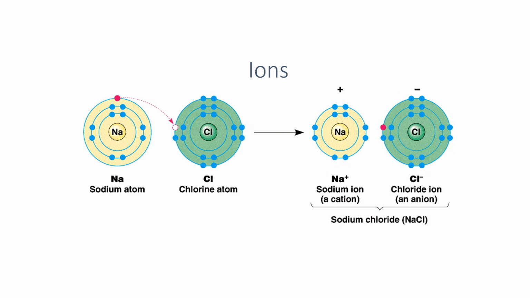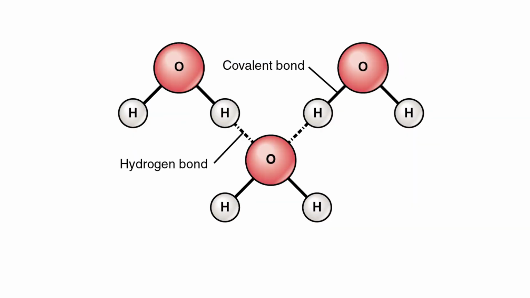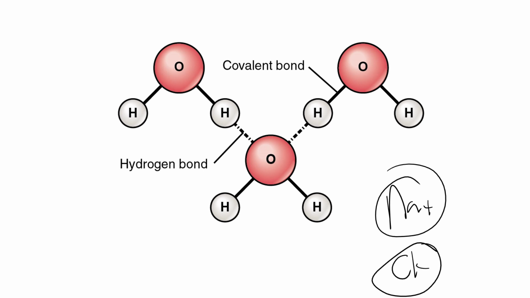So what do we say about ions? Ions are also hydrophilic, right? They're water-loving. Why would ions be hydrophilic? Well, if you take a sodium ion or a chloride ion and you put it into water, what do we know? Sodium ions have a positive charge, chloride ions have a negative charge, and water is polar. Water molecules are going to have a negative charge towards the oxygen atom and a positive charge towards the hydrogen atoms.